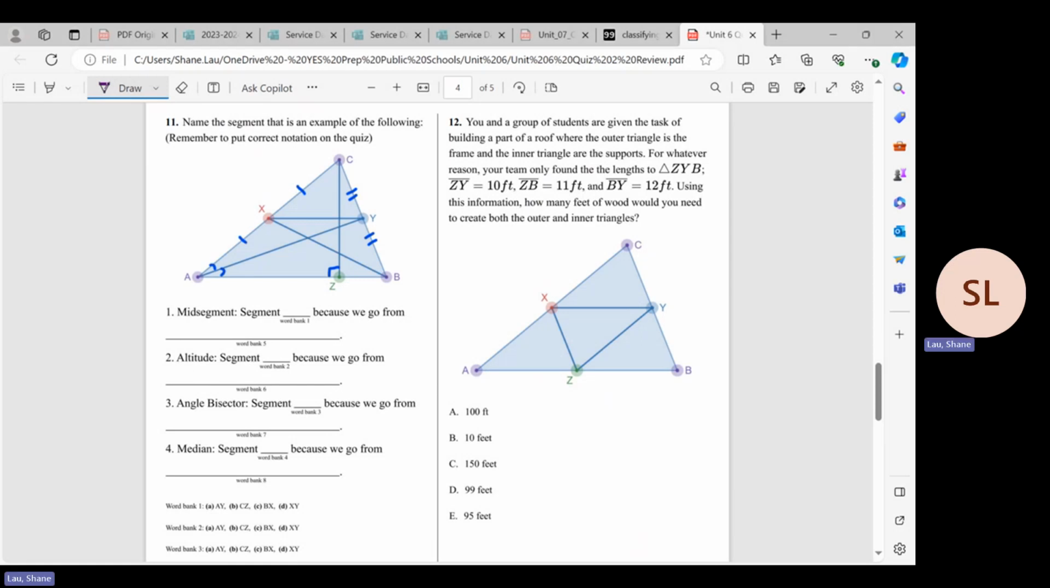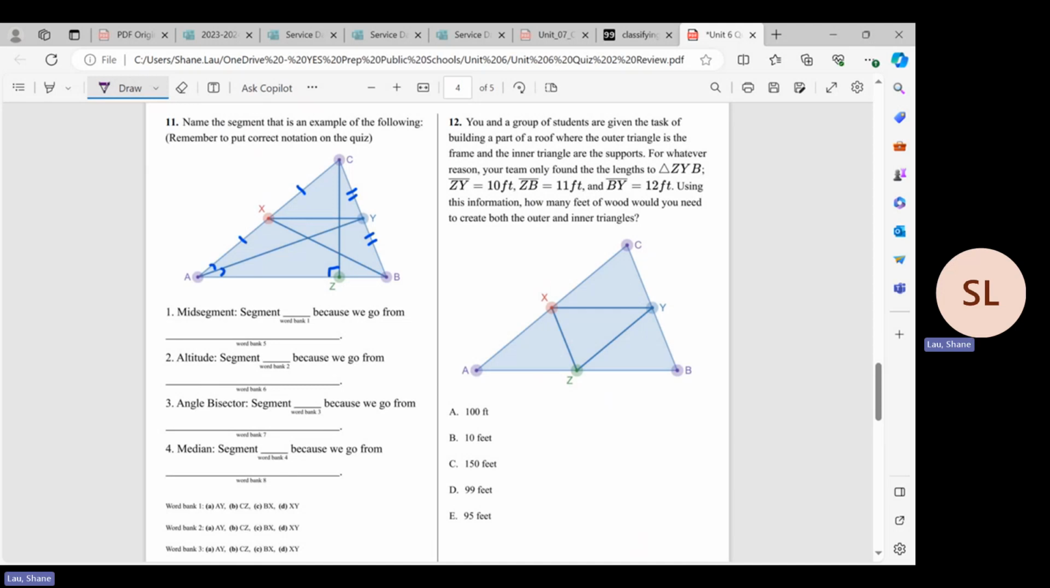So now we have a problem that we're going to see on our free response. The previous problem, number 10, is also going to be on our free response, and number 11 is too. Number 11, however, is worth more points.